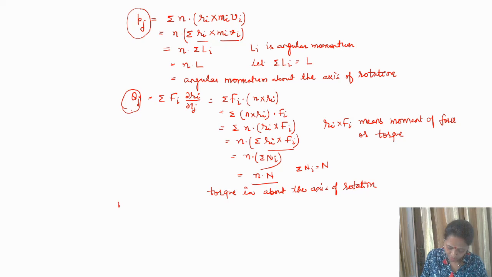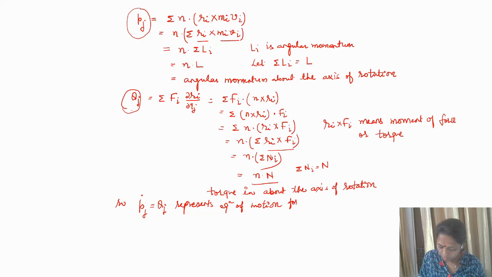So in Pj dot is equal to Qj, you may say it represents the equation of motion for a rotating system.